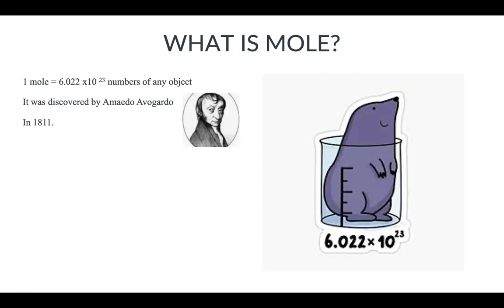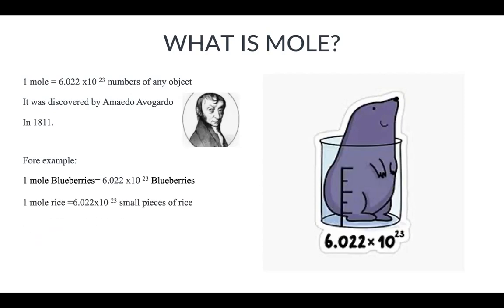So let's give some more examples here. 1 mole of blueberries equals 6.022 × 10^23 blueberries. Imagine it's going to be a massive heap of blueberries. 1 mole of rice equals 6.022 × 10^23 small pieces of rice. And 1 mole of hydrogen atoms, 1 mole of the element hydrogen, equals 6.022 × 10^23 atoms of hydrogen.